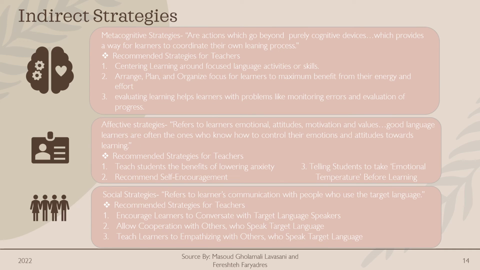On this slide, we have indirect strategies. These are strategies that affect learning but don't directly use the target language: our metacognitive strategies, affective strategies, and social strategies. Metacognitive strategies are actions which go beyond purely cognitive devices, which provide a way for learners to coordinate their own learning processes. This has to do with those learning styles. Adults know their learning styles, so they're going to use metacognitive strategies that are beneficial to them. That way they can learn.